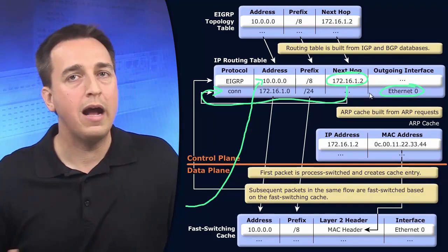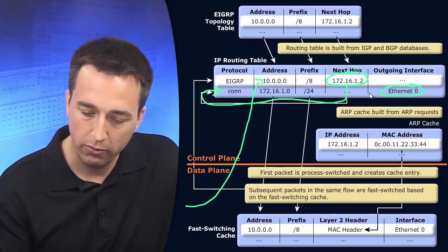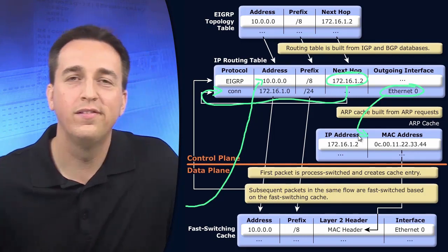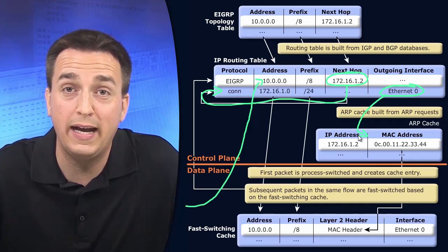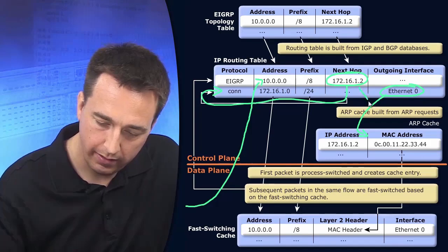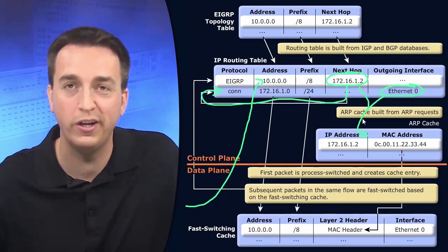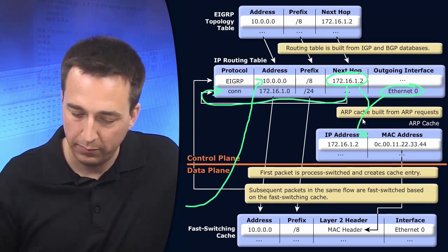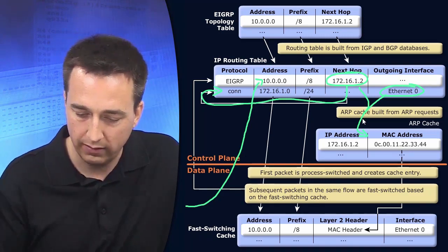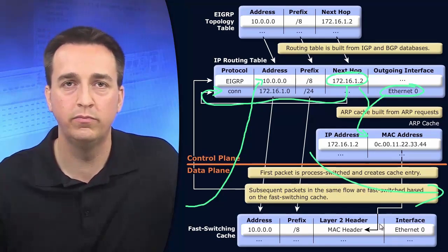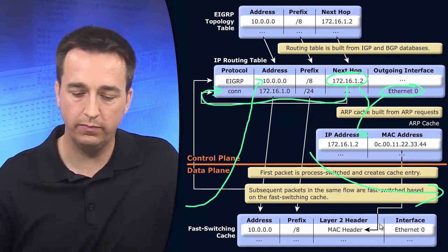So now that we know we have to use the Ethernet 0 interface, we now have to do what? A MAC address lookup. What is the MAC address needed to get to 172.16.1.2? And then once we figure all that information out, the frame is created and the packet is forwarded out, or sent out that egress interface. So that's process switching.